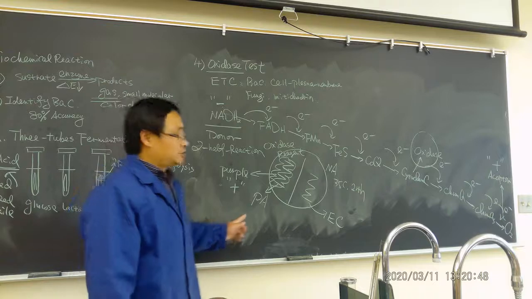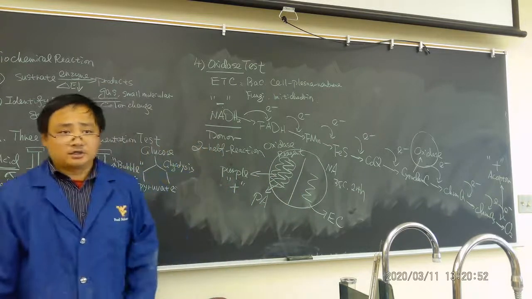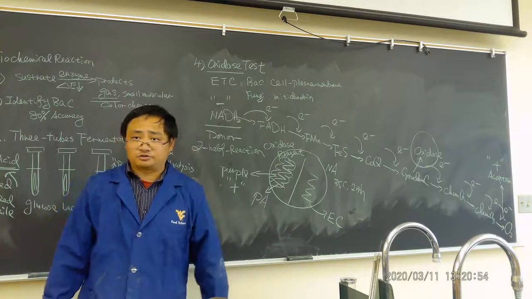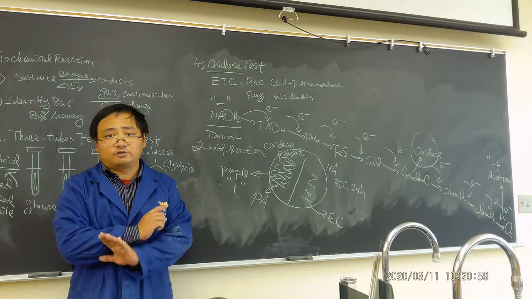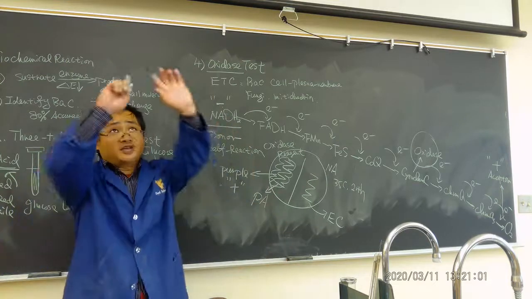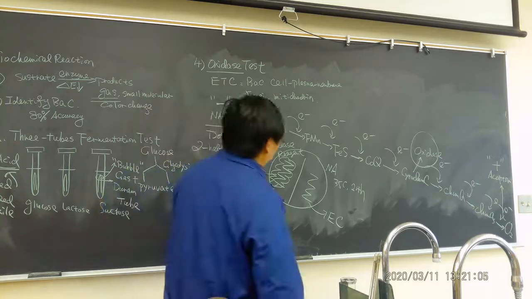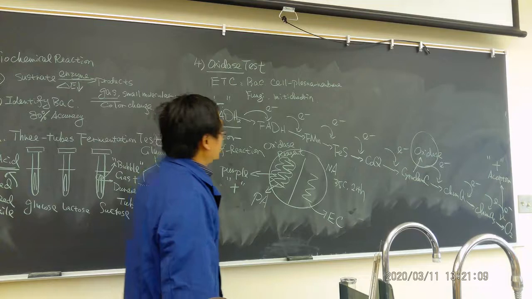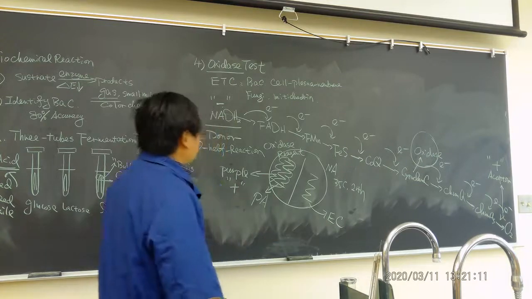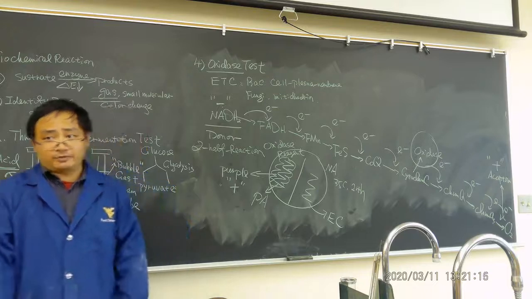Now, the oxidase test you have to do in a very limited period of time, about 30 to 60 seconds. If it's any longer than that, everything will turn purple because in the air there's oxygen. Okay? So that's very tricky. You have to do it within one minute. That's called the oxidase test.